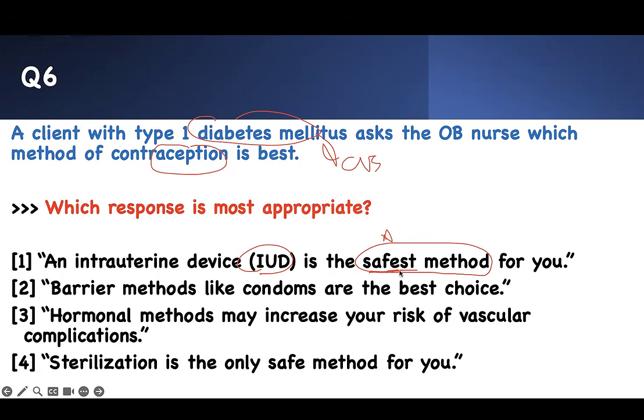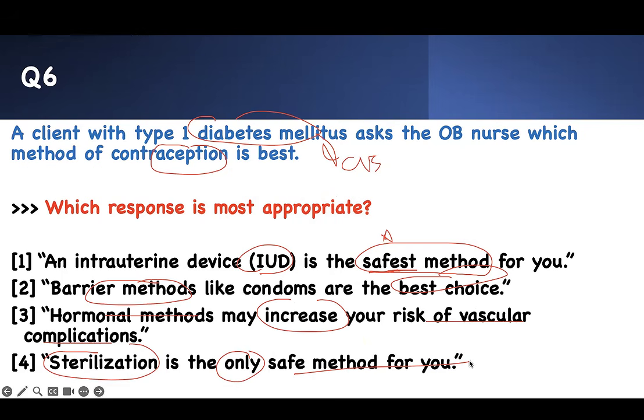Safest method. Barrier method, yeah, is good. It is not hormonal, but it says it's the best choice when there are other choices. Hormonal method, yes, we should avoid it. And what do you say? Increase your risk of what? Vascular complication. Sterilization is, look at the word, the only safe method for you. So which one would you choose?